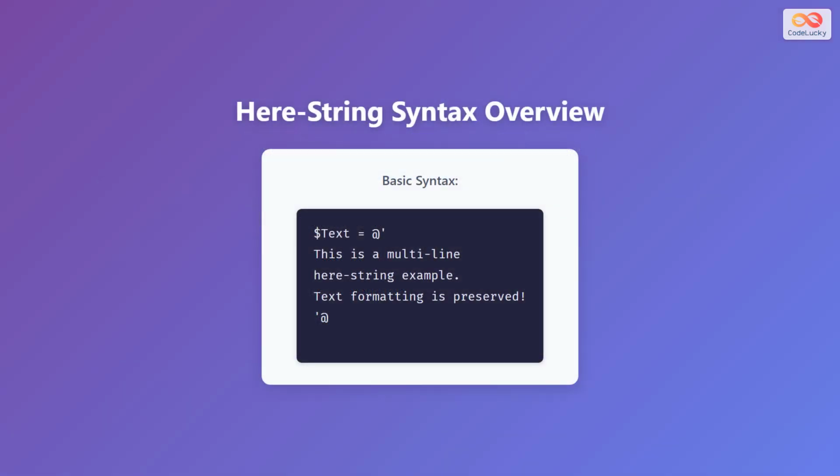Let's look at the basic syntax of a here-string. You start with a variable assignment, followed by the @ and single quote on the same line. Then you press Enter to begin your multi-line content. The text can span as many lines as you need, and all formatting is preserved exactly as written. Finally, you close the here-string with single quote and @ on its own line. Notice how the opening delimiter @ single quote must be at the end of a line, and the closing delimiter single quote @ must be at the beginning of a new line.